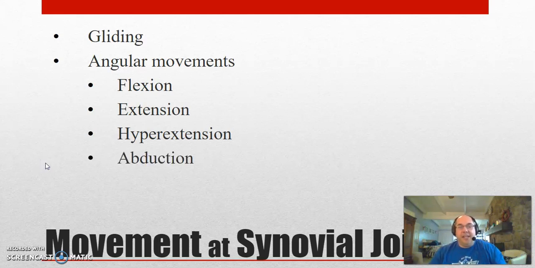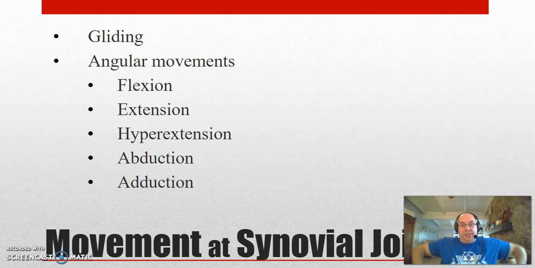Okay, the next pair are called abduction and adduction. And as you can see, they sound very similar. So we usually say abduction and adduction. Abduction means to move away from the midline. So watch, I'm going to abduct my arms at the shoulder. There we go. We call that a lateral raise.